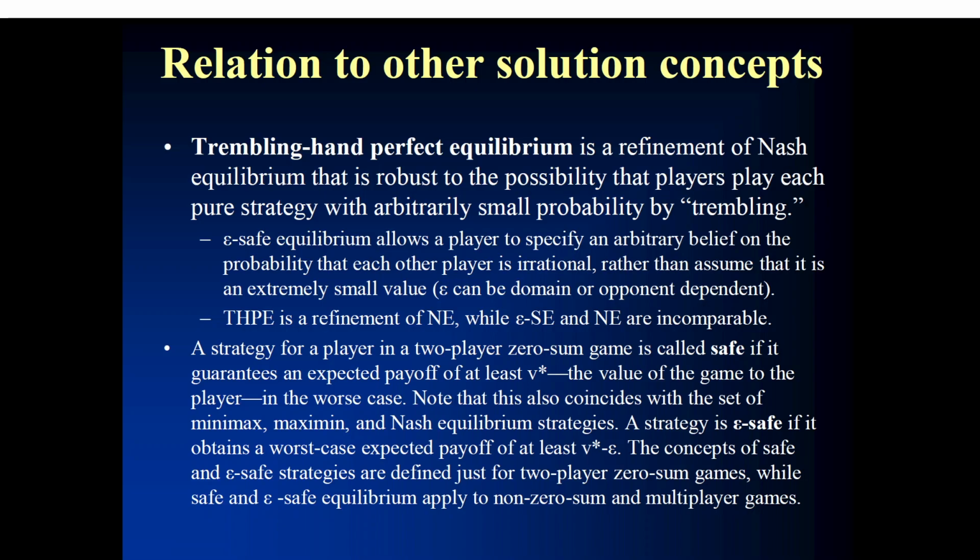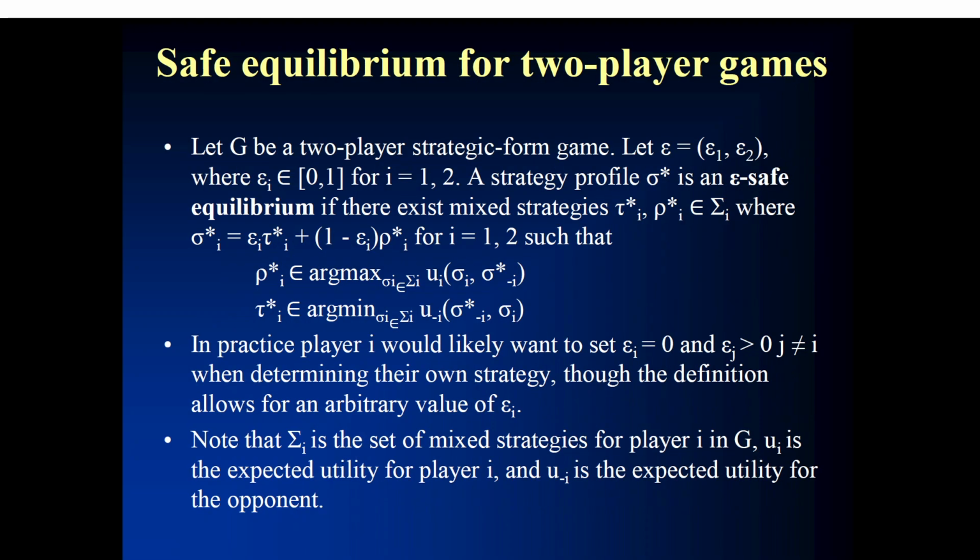A second solution concept is a safe strategy, which is defined just for two-player zero-sum games. If we let V star be the value of the game, then Nash equilibria guarantee at least V star in expectation. A strategy is epsilon safe if it has a worst case expected payoff of at least V star minus epsilon. So for epsilon equals 0, it would be Nash equilibrium. Now this is just two-player zero-sum games, while our solution concepts are motivated by non-zero-sum and multiplayer games. So this is basically just more formal notation for what I just described.